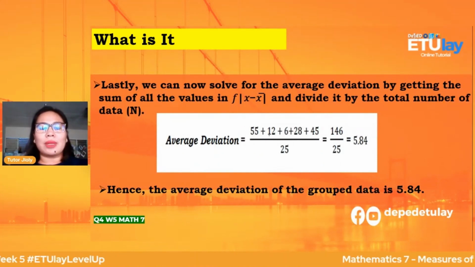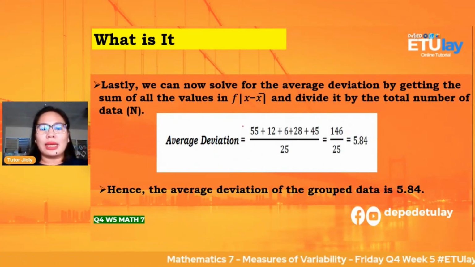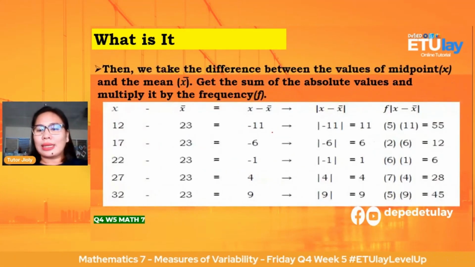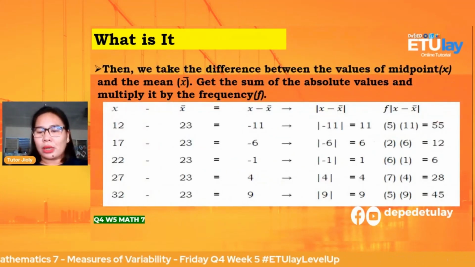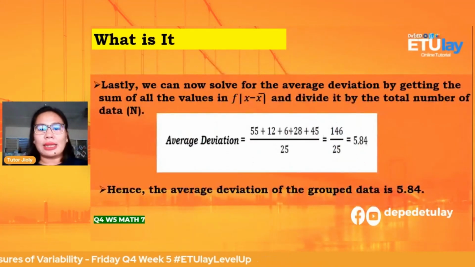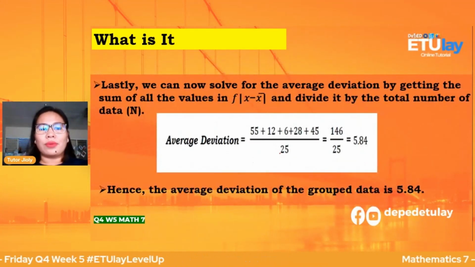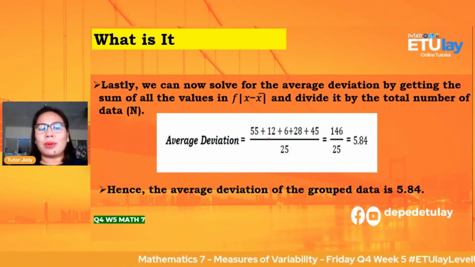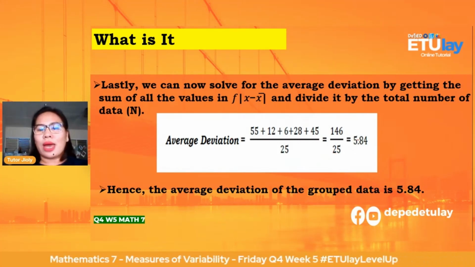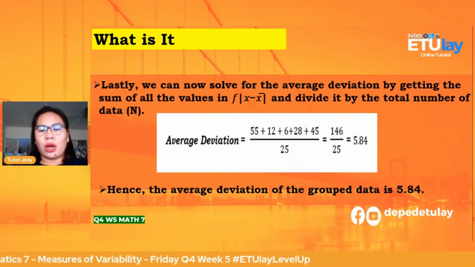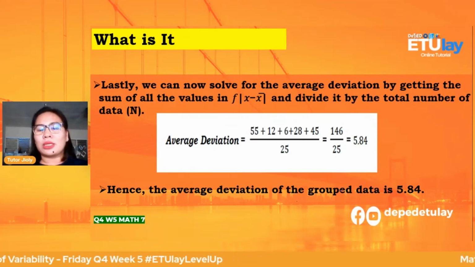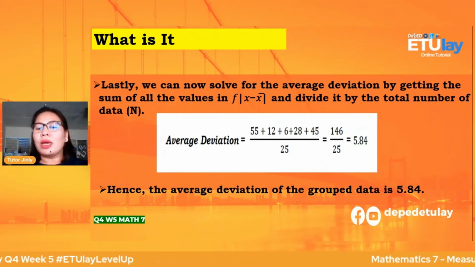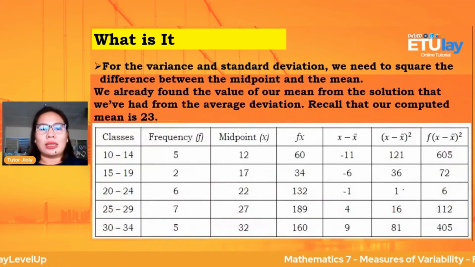And then, that is the time that we're going to get the average deviation. So, i-add lang natin yung nakuha natin, mga anak. Okay? Then, we have the n, 25. So, 146 divided by 25. Kaya ang average deviation natin is 5.84. Okay, now our average deviation for the group data is 5.84.